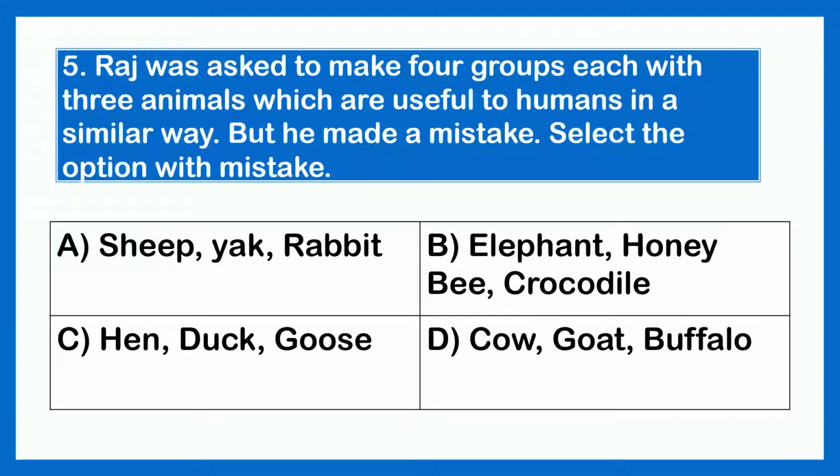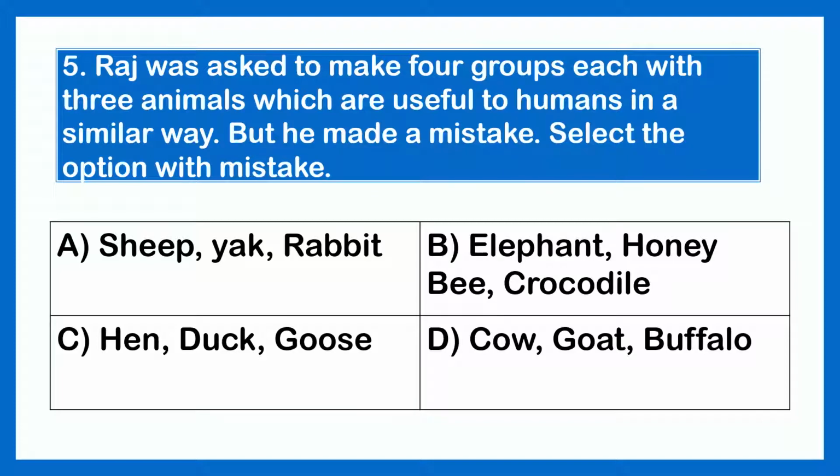Raj was asked to make 4 groups, each with 3 animals which are useful to humans in a similar way. But he made a mistake. Select the option with mistake. The options are: option A, sheep, yak, rabbit. Option B, elephant, honeybee, crocodile. Option C, hen, duck, goose. Option D, cow, goat, buffalo.